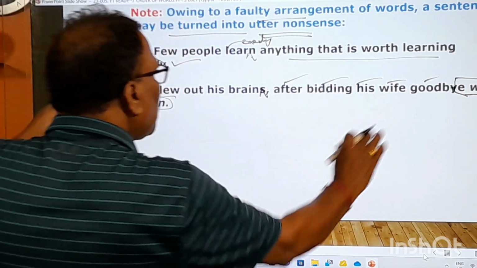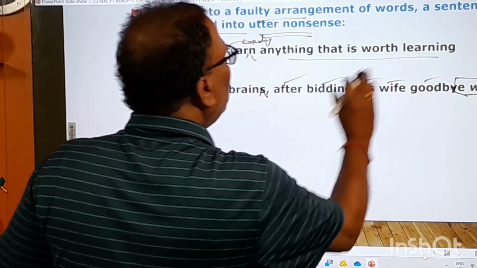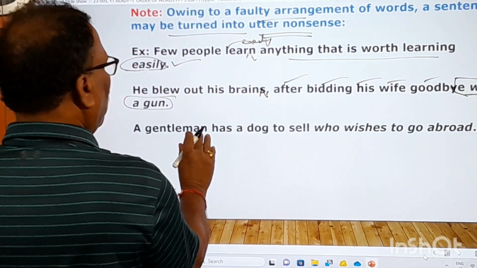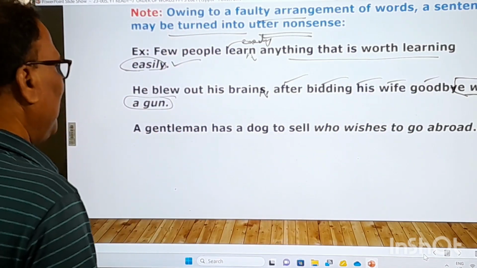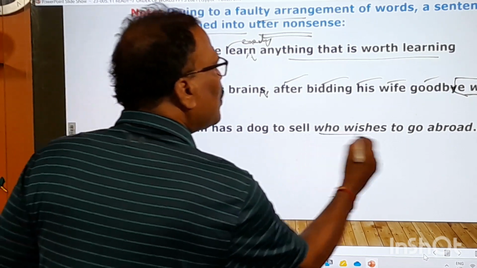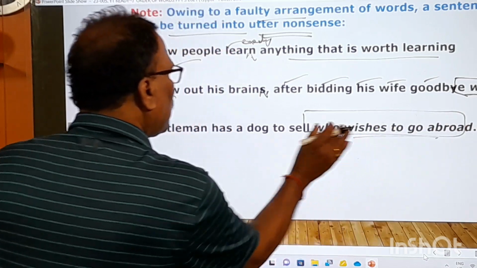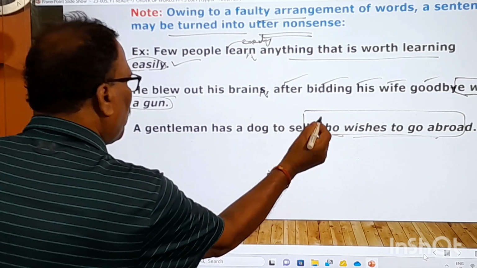So here the words are placed in a wrong way, and that's why it's conveying some nonsensical meaning. This is all nonsense. It's looking like nonsense. You go to the next one. A gentleman has a dog to sell who wishes to go abroad. Here, a gentleman has a dog to sell who wishes to go. These words are not supposed to be at the end. But where should these words be? These words are supposed to be here.